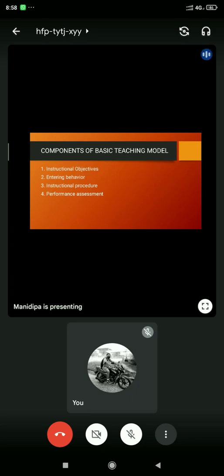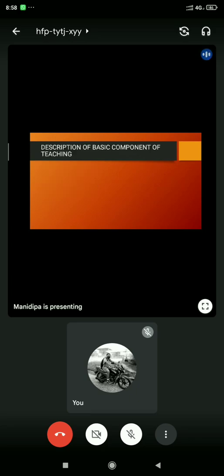Description of basic component of teaching. First one is focus. The model tries to pinpoint the four basic functions, process, and measure activities comprising the whole teaching process. The sequence to be followed in the instructional process also is brought into limelight.